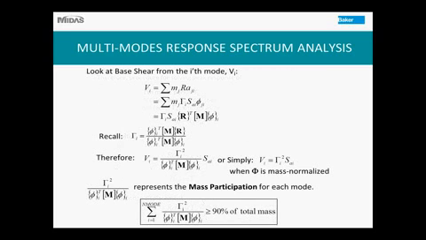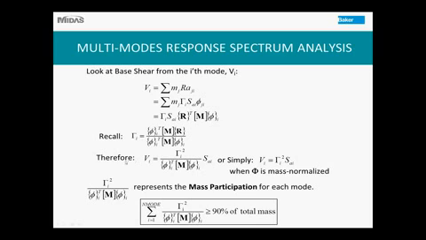Theoretically, we need to consider every mode, but we don't want to do that because there are too many modes. So we need to cut off certain modes. The principle for cutting off the modes is what we call the mass participation. What the code asks you to do is consider enough modes so that at least 90% of the total mass participates in the ground shaking.